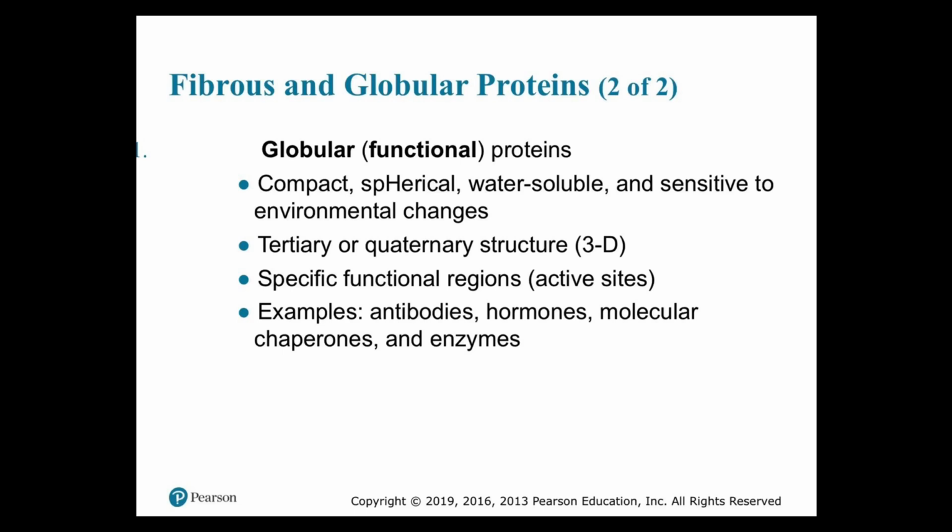So as we saw in the figure, globular proteins are also known as functional proteins. They're compact, they're spherical or round. They're more water soluble and sensitive to environmental changes. They also have tertiary or quaternary structure, and they have a specific functional region known as an active site. That's where the biochemical reaction would occur. Examples would be antibodies, which are produced by our immune system, hormones, molecular chaperones that help with folding of other proteins, for example, and enzymes.